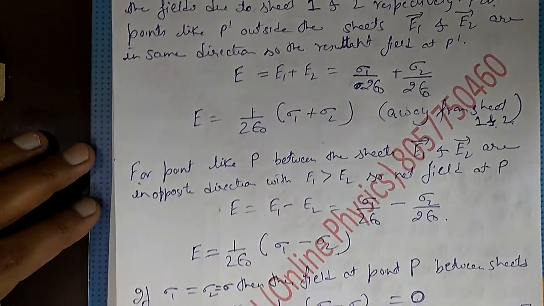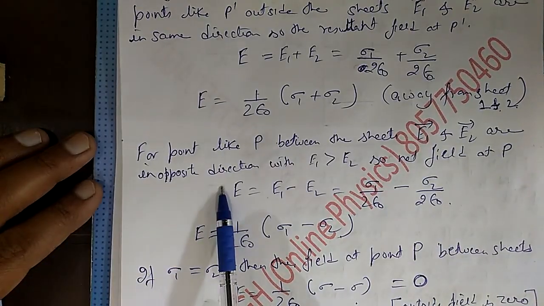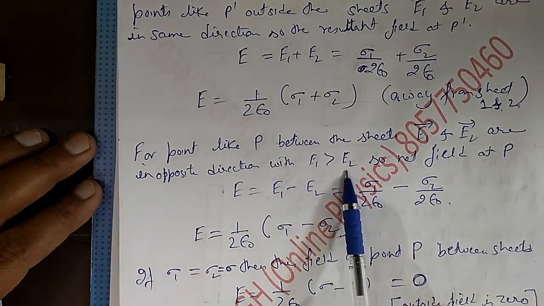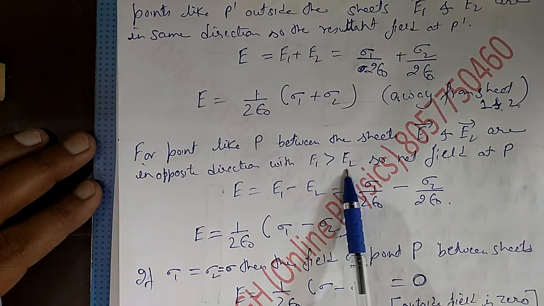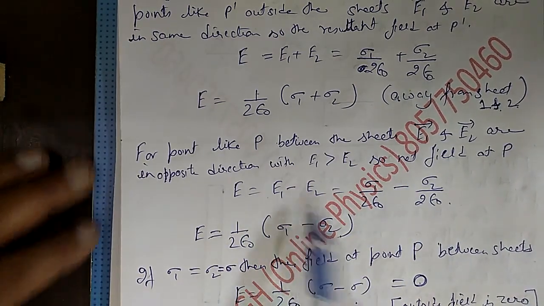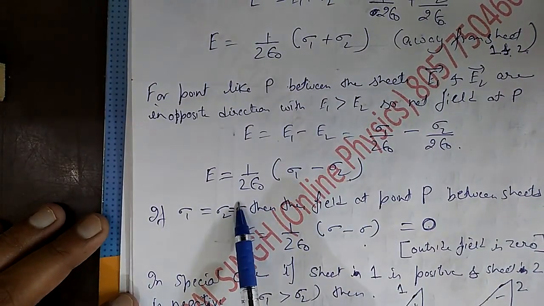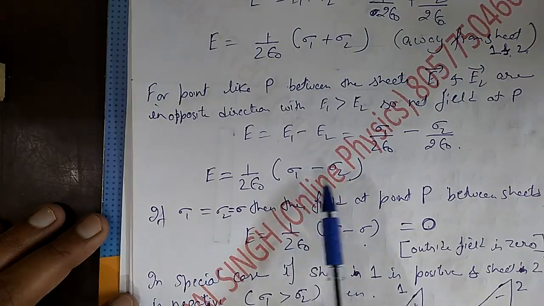And if you take point P between the sheets, then vector E1 and vector E2 are in opposite directions, with E1 greater than E2 because sigma 1 is greater than sigma 2. So the net field at P will be E equals E1 minus E2. Using the two values, 1 by 2 epsilon naught common, we get sigma 1 minus sigma 2.